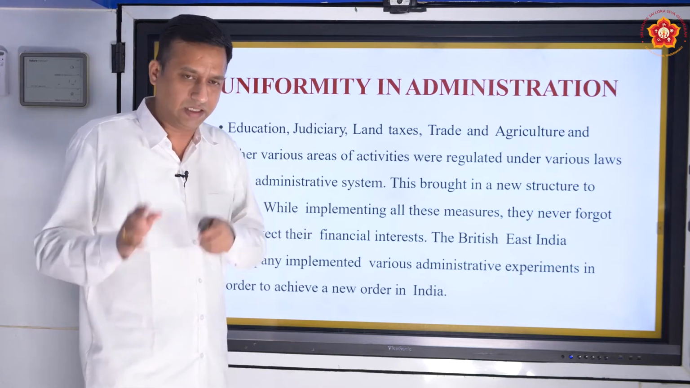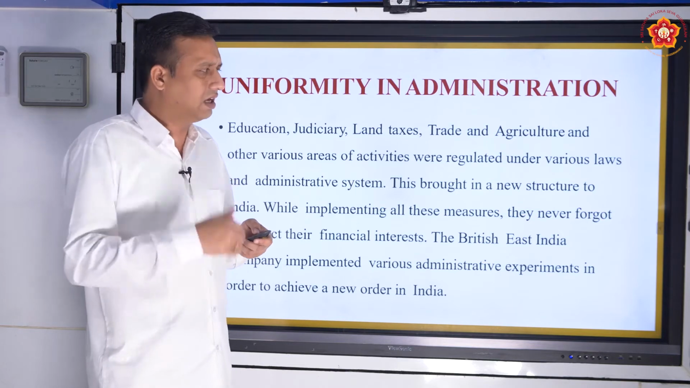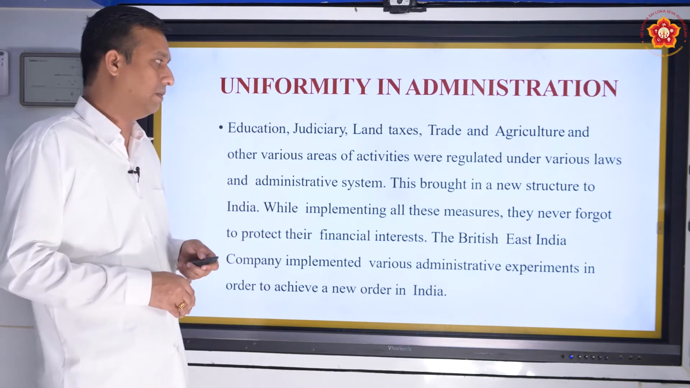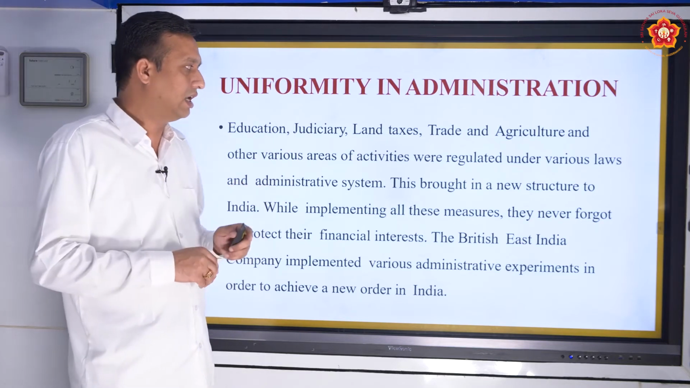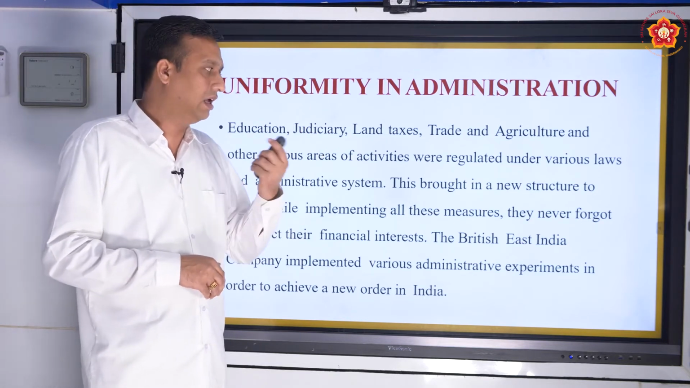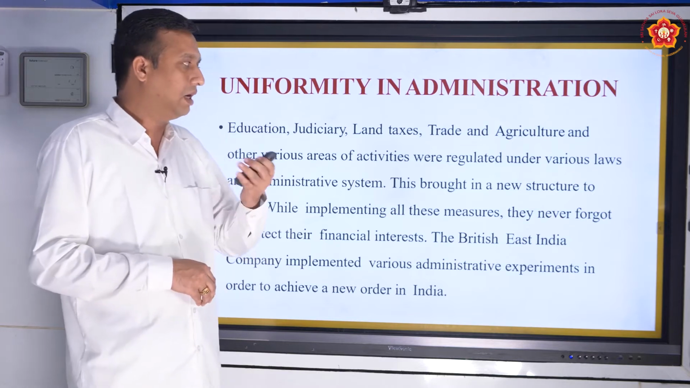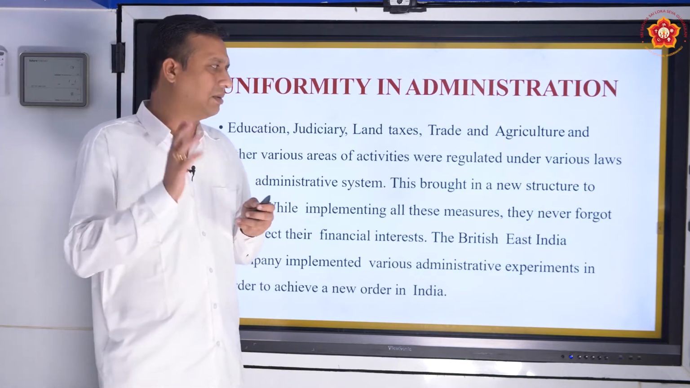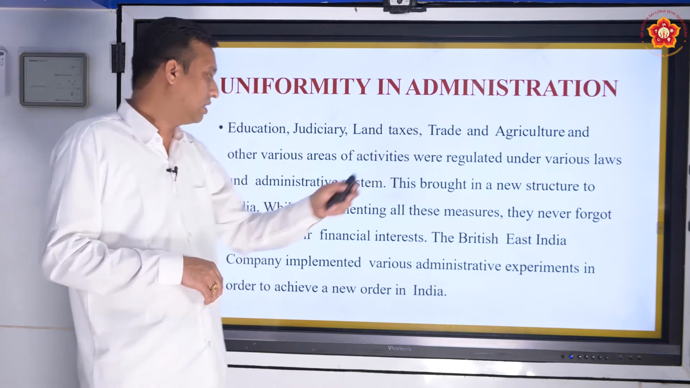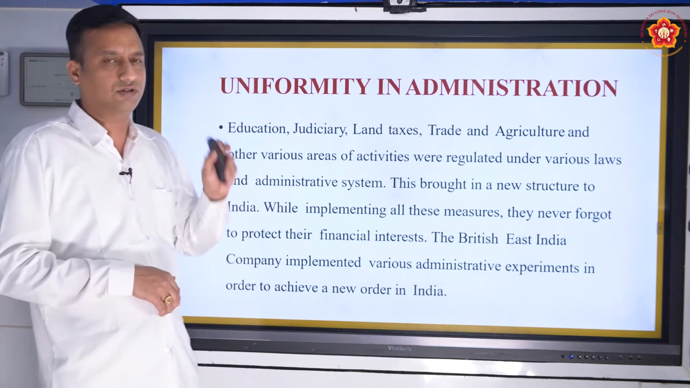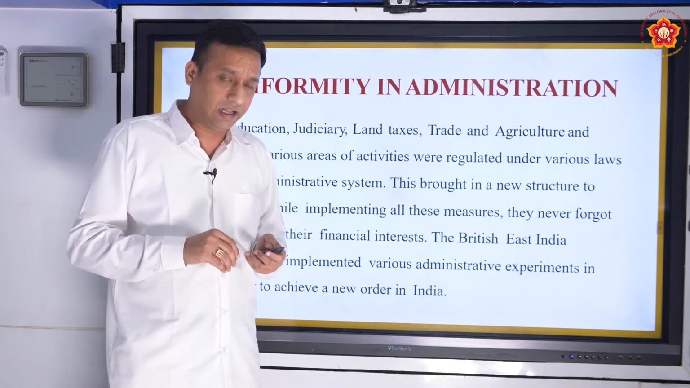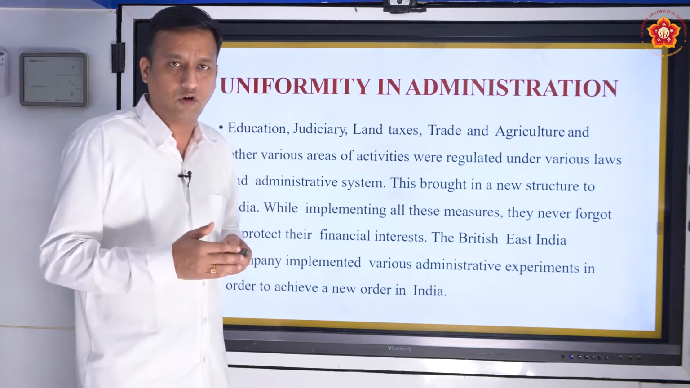It may be measures or currency. Different kingdoms had their own. Education was different. Judiciary, everybody had their own rules and regulations. Land tax collection, you already know that Rayotwari, Mahalwari, Zamindari, different types were there. Trade and agriculture and other various activities were regulated under various laws and administrative systems. So all these were scattered, and different rulers were following their own.